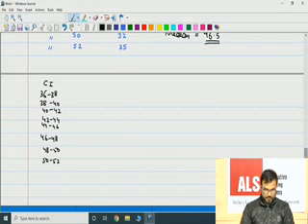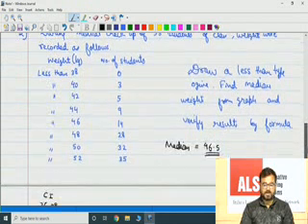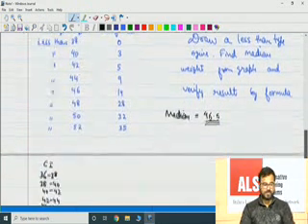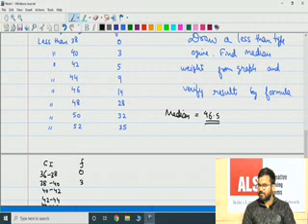Now, since the number of students is given in the form of CF, we can convert them into the frequency. So it says that less than 38 is 0, it means for 36 to 38, the frequency is 0. Less than 40 is 3, so for 38 to 40, that is exactly 3.